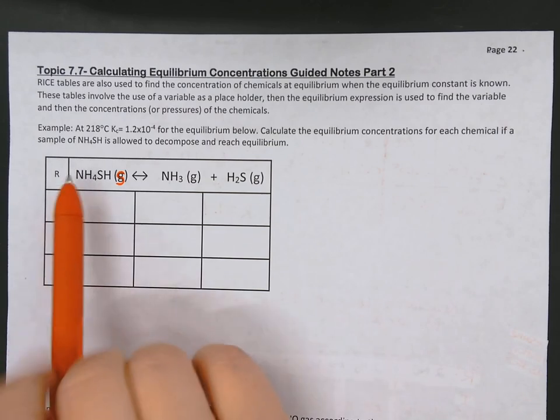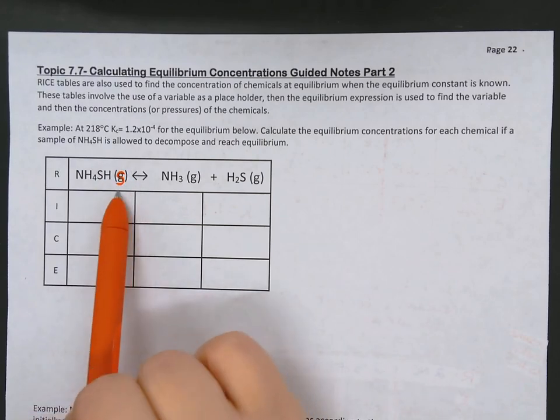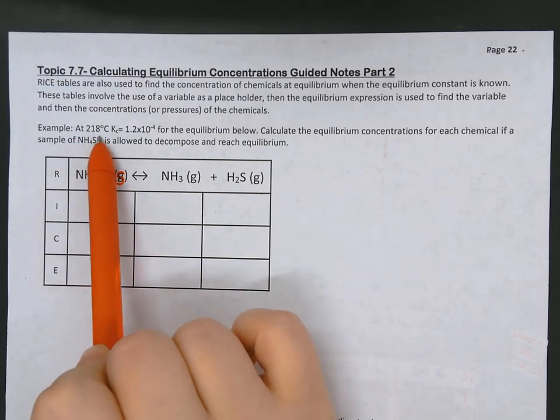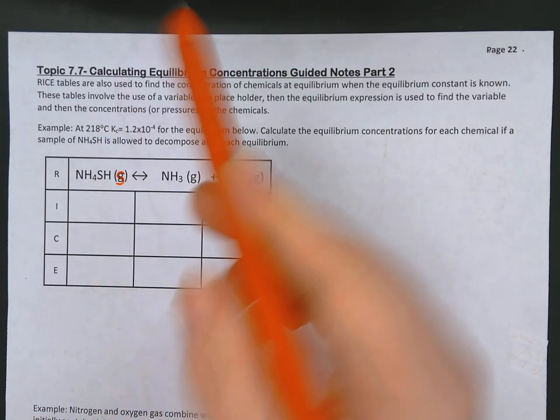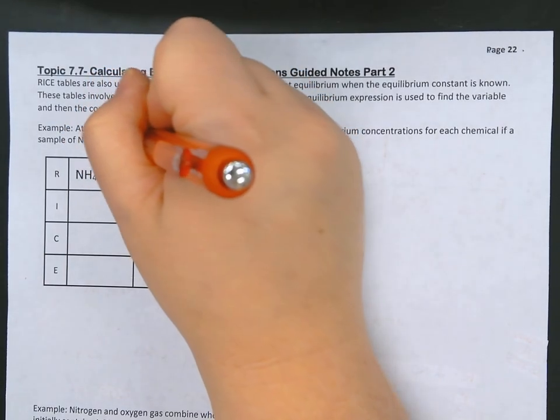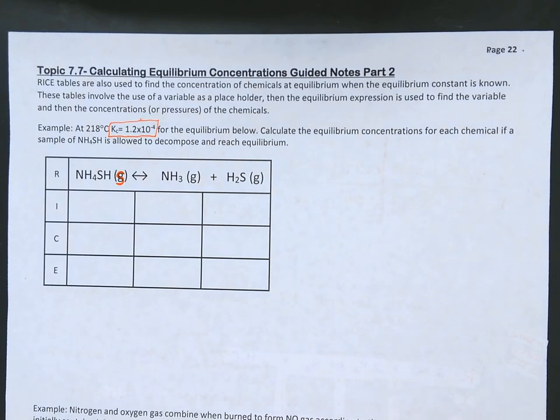So first thing I will point out, there is a typo here. Yours says gas. This is supposed to be a solid. So make that note there. At 218 degrees Celsius, the equilibrium constant is 1.2 times 10 to the negative fourth. So that's one thing that's going to be a little different here. You're given your equilibrium constant. And then for the equilibrium below, calculate the equilibrium concentrations for each chemical if a sample of NH4SH is allowed to decompose and reach equilibrium.